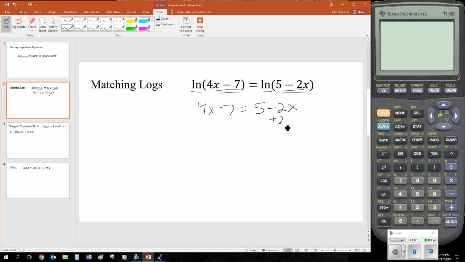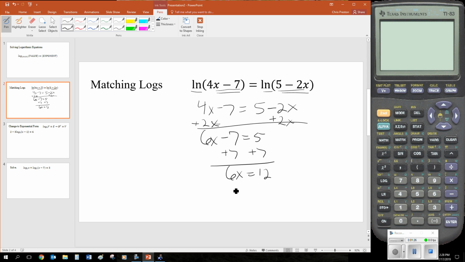So add 2x to both sides. 6x minus 7 equals 5. Add 7 to both sides. 6x equals 12. Divide by 6. x equals 2. Maybe. x might be equal to 2.